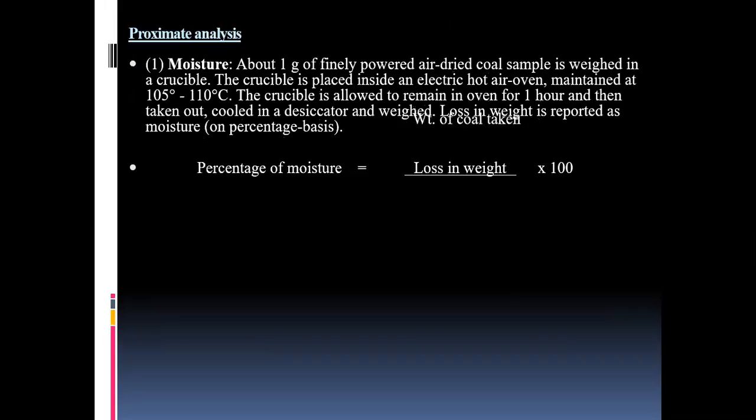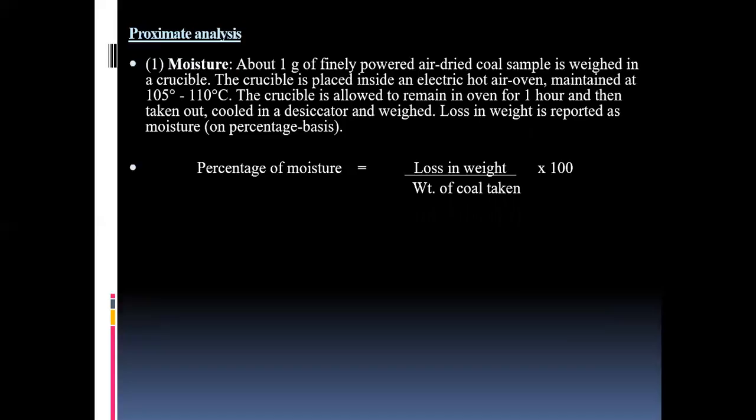In order to find out the moisture content present in the coal, first 1 gram of finely powdered and air dried coal sample is taken, and it is weighed in a crucible. Crucibles are small white colored miniature dishes that are used for heating samples in the furnace at very high temperatures. The coal sample is placed in a crucible, and then it is placed inside an electric hot air oven, and this oven must be maintained at 105 to 110 degrees centigrade.